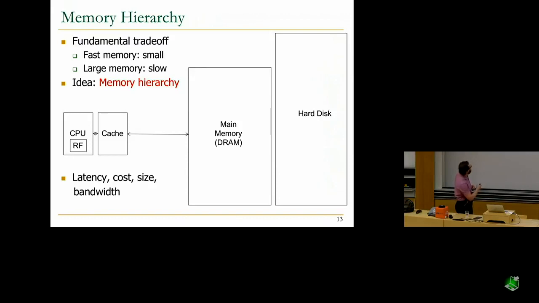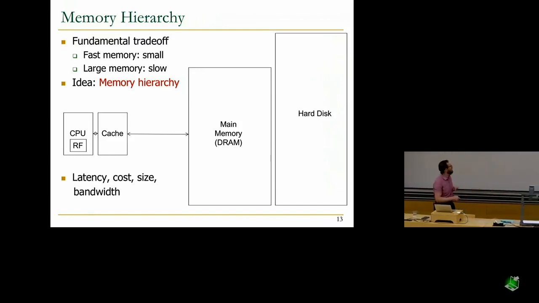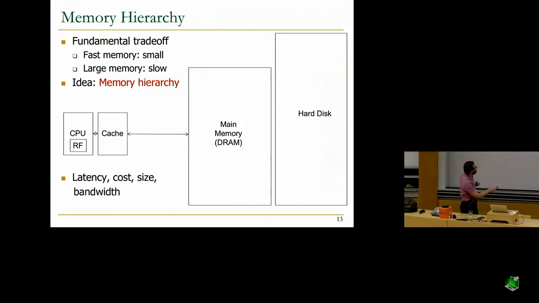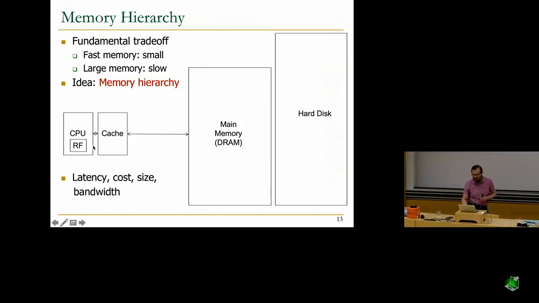And as you can see, the CPU actually also has some memory, which is the register file, which we didn't talk about. That's really the programmer-managed or compiler-managed memory, right? Whereas these caches are more automatically managed memory. And clearly, there are trade-offs in terms of latency, cost, size, and bandwidth. As you go from left to right, latency increases, cost reduces, size increases, and bandwidth reduces.